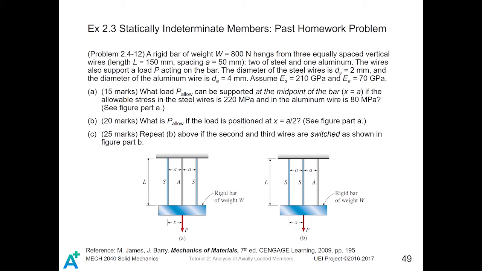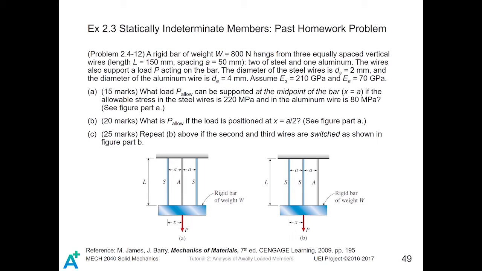A rigid bar of weight 800 newtons hangs from 3 equally spaced vertical wires. 2 of them are made of steel, while 1 of them is made of aluminum. The wires also support a load P acting on the bar. The diameter of the steel wires is 2 mm and the diameter of the aluminum wire is 4 mm.